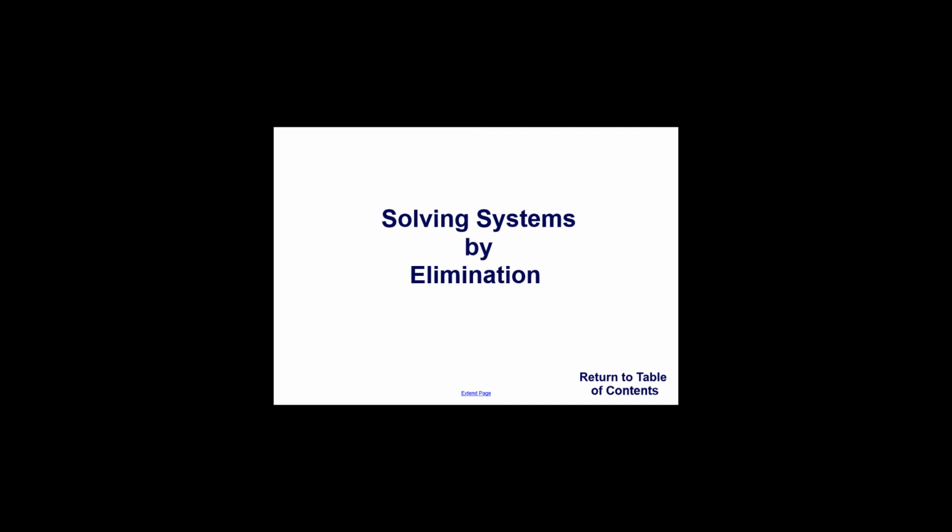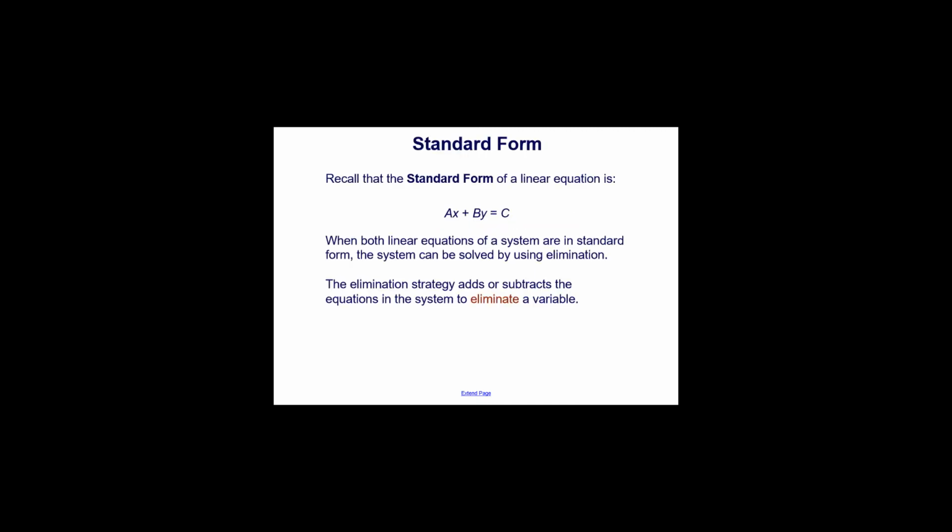Solving systems by elimination. Recall that the standard form of a linear equation is ax plus by equals c. The x and y variables are on the same side of the equal sign and they equal a constant. When both linear equations of a system are in standard form, the system can be solved by using the elimination method. The elimination method or strategy adds or subtracts the equations in the system to literally eliminate a variable. The variable will go away.